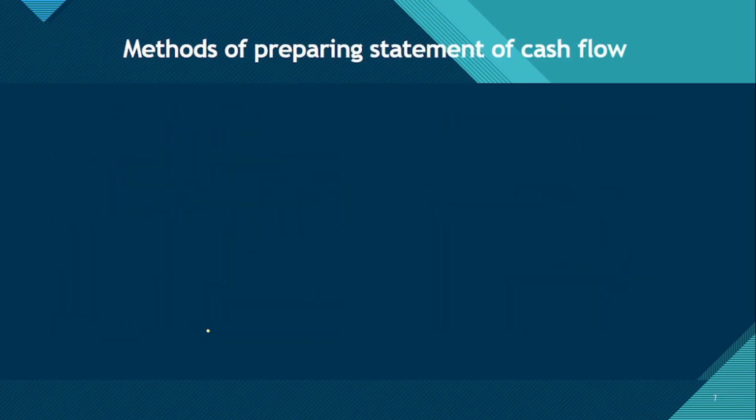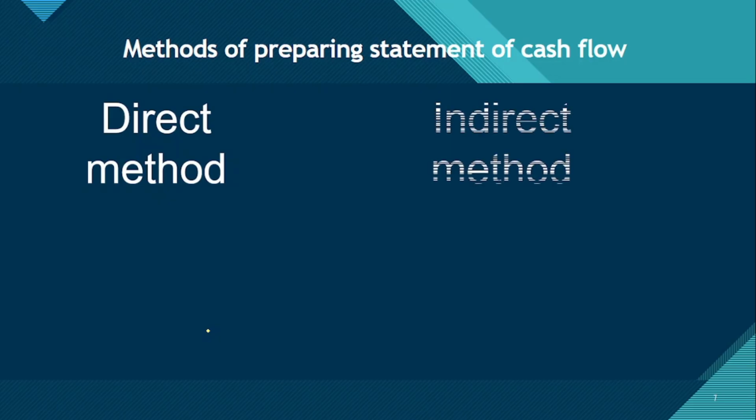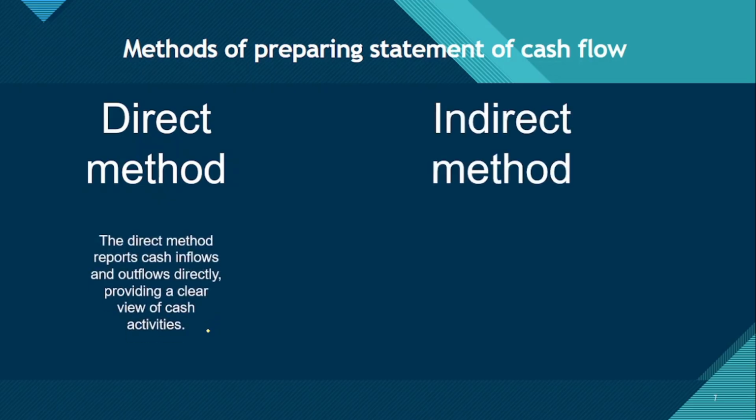So now we are going to discuss the methods of preparing the statement of cash flow. We have two methods to prepare it: the direct method and the indirect method. The direct method reports cash inflow and cash outflow directly. It records all the cash transactions as separate lines, which provides a clear view of all cash activities in the business.